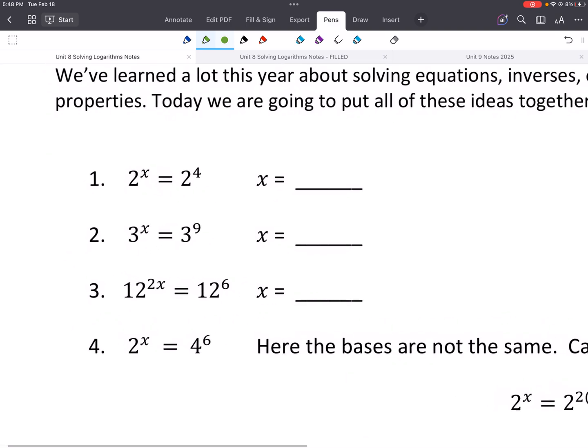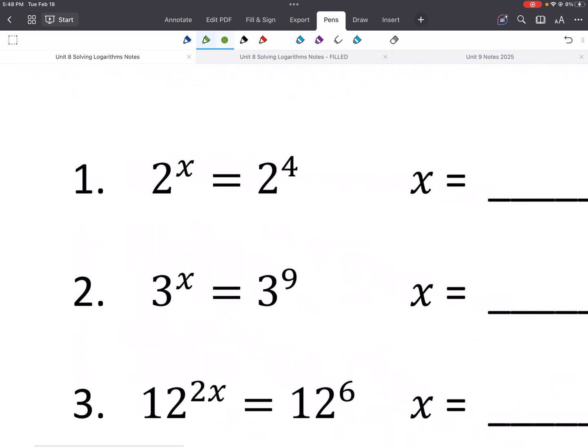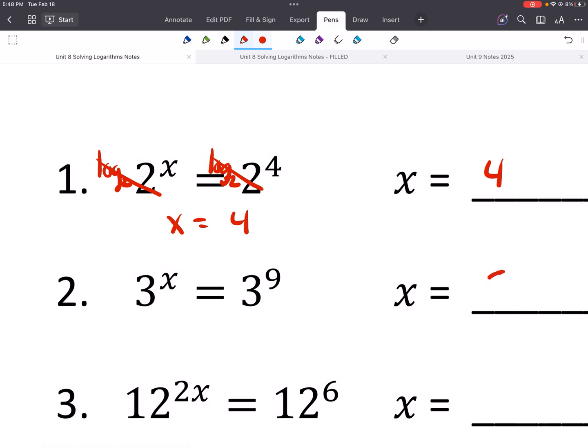One thing that's helpful, not necessarily required most of the time, but sometimes helpful, is if you see like bases, for example, 2 to the x equals 2 to the 4, we can use its opposite. We can use log base 2 on both sides, and those would cancel. So we'd end up just getting x equals 4, which kind of makes sense. If the bases are the same and all that's different are the exponents, then those two exponents have to be the same. So if we look at example 2, x would have to be 9, right?